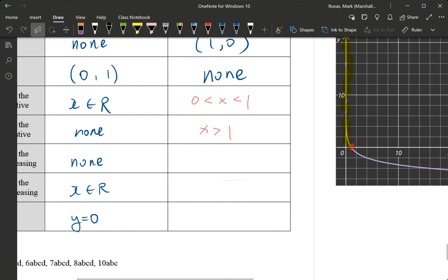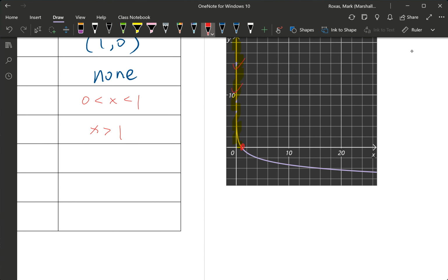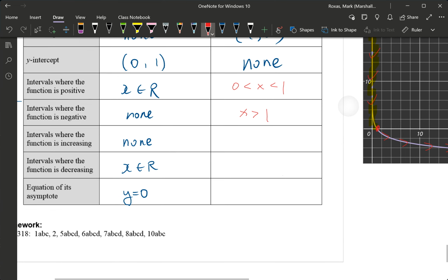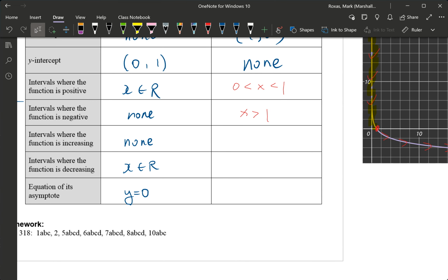And then what about increasing and decreasing? So again, if I draw the guiding lines, direction lines, reading the graph from left to right, it looks like the function is decreasing everywhere, right? The function is decreasing everywhere on the graph, not for all x. I'm saying on the graph it is decreasing everywhere. So what x values does that represent? That represents every x value that is to the right of the vertical asymptote. So x greater than 0. Okay. Is the function increasing anywhere? Nope. So none. And the equation of the asymptote is x equals 0.